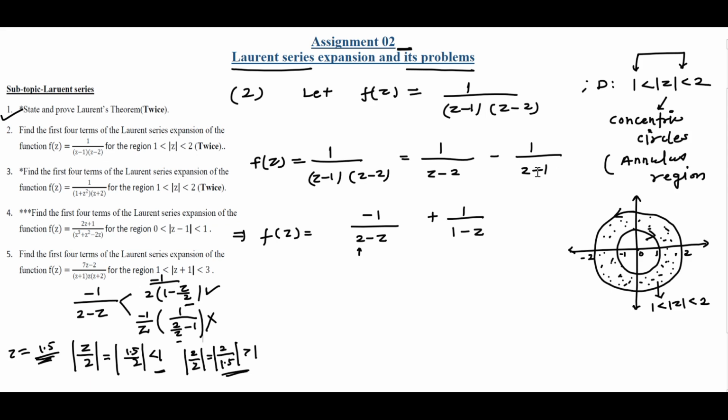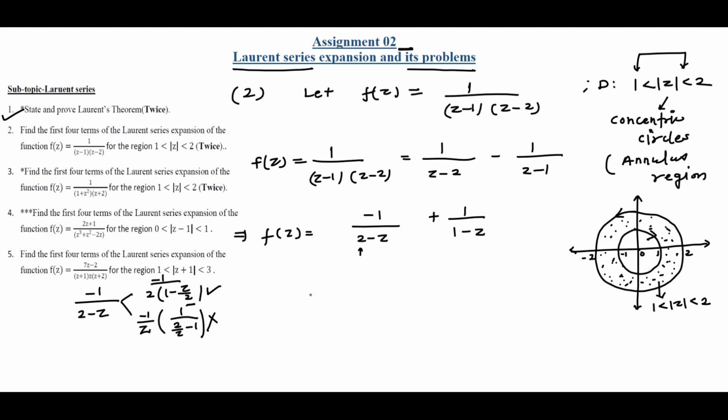So by using that we can write here -1/2 in bracket (1 - z/2). Similarly, if I put z = 1.5 here, then |z| will be greater than 1. So we need to take z common here. Take z common from the denominator, it will give z multiplied by (1/z - 1).